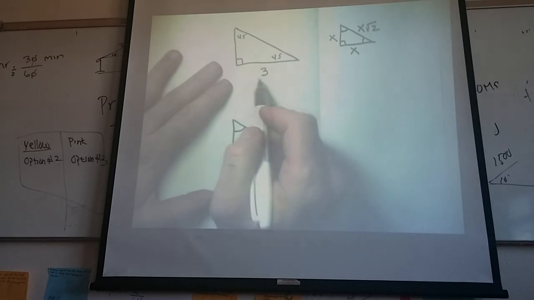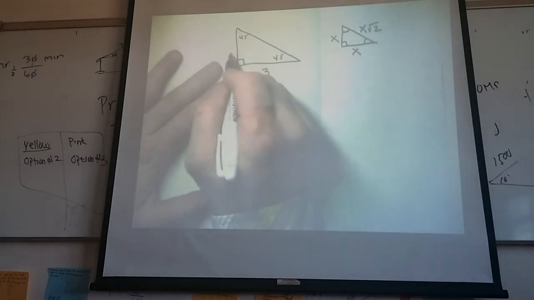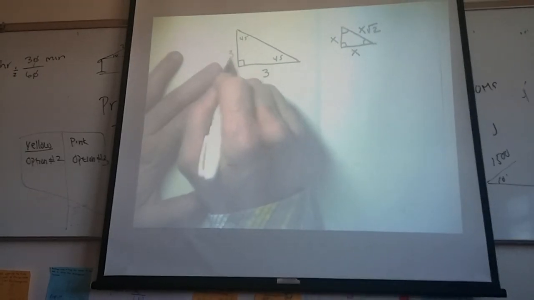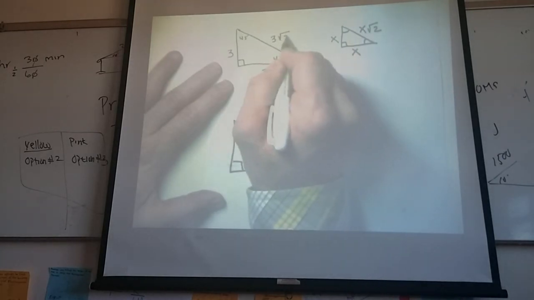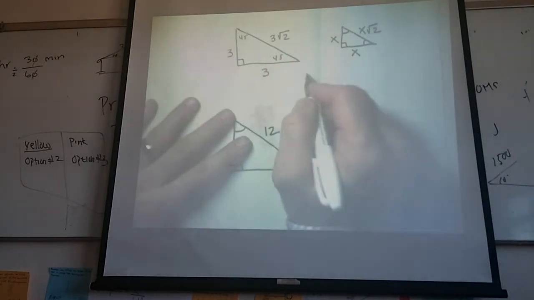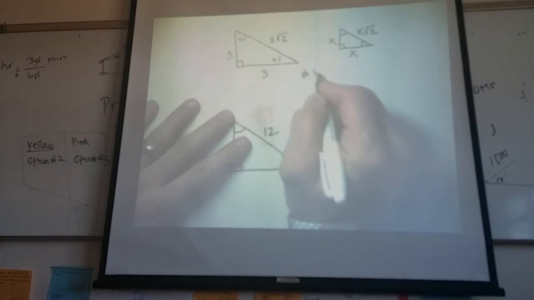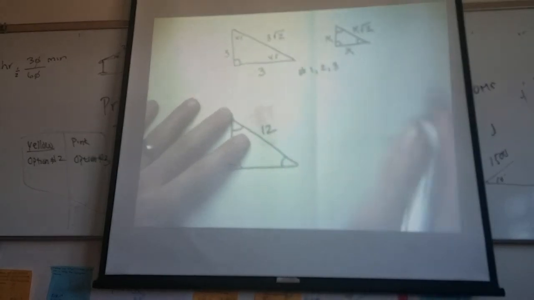With that said, if this is 3, then this one also has to be 3, and then this one is going to be 3 square root of 2. In your homework, those are very similar to number 1, number 2, and number 3.